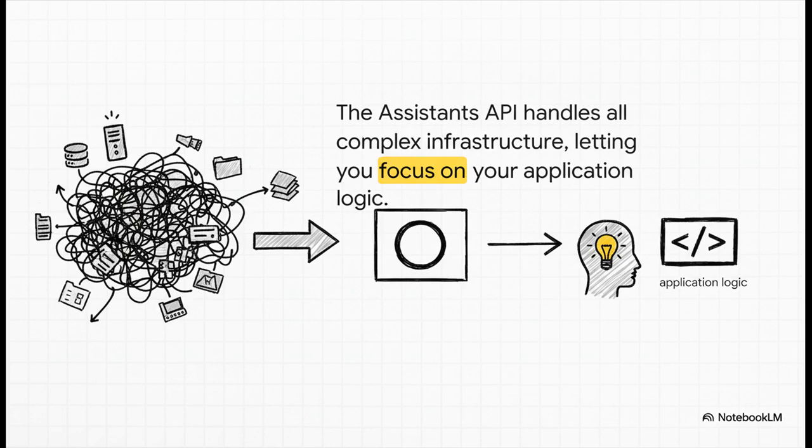Look, this isn't just some new little feature. It's a total game changer. Building what we call a stateful AI, one that actually remembers things, used to take weeks of painful backend work. You had to manage databases, conversation history, the whole shebang. The Assistants API just handles all of it. Poof, gone. And that gives you all that time back to actually work on your app.